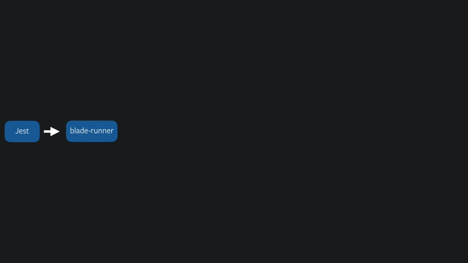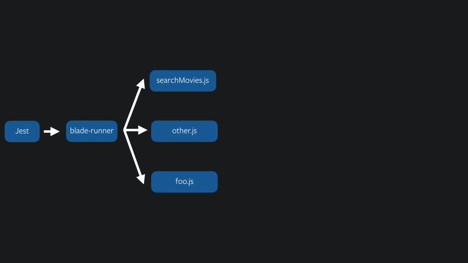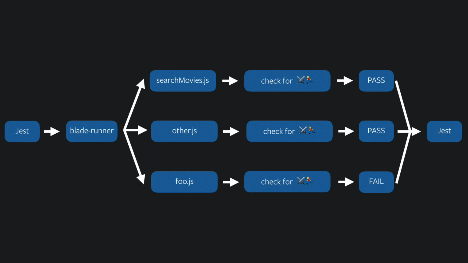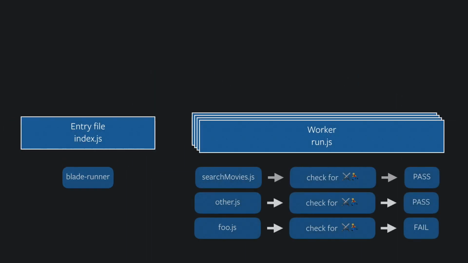First, Jest will give a list of files to our runner. Then, in this case, Blade Runner will spin up independent node processes for each test file. In each of them, it's going to check for the presence of the emoji, and then it's going to report the results back to Jest. And this happens mainly in two different parts. The first one is the entry file, which is what Jest is going to be talking to. And the second one is our worker file, which is in a run.js file, and it's going to get spun up independently on its own node process for each test file.